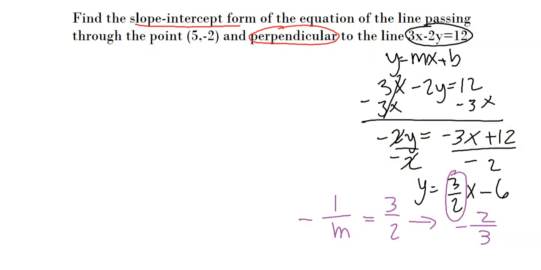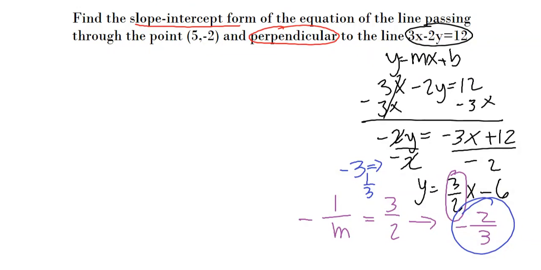So for example, if our slope was instead -3, to make it perpendicular we would do 1/3. So we change it to the reciprocal as well as change the sign. But since our slope in this equation is 3/2, we're going to change it to -2/3. So that's what we're going to use in our new equation.